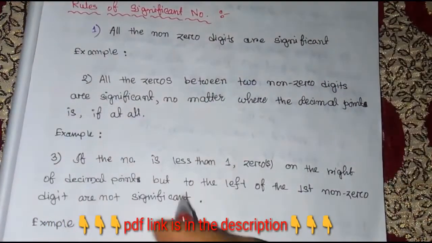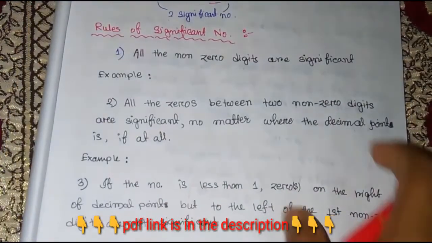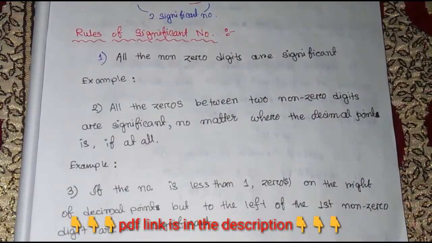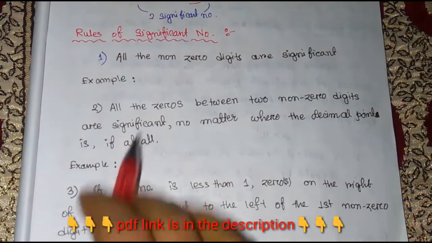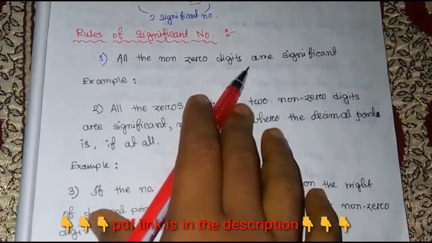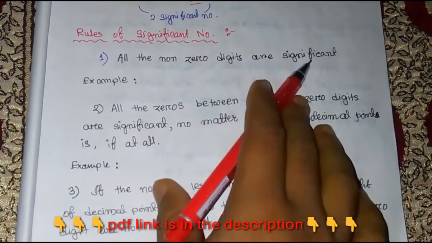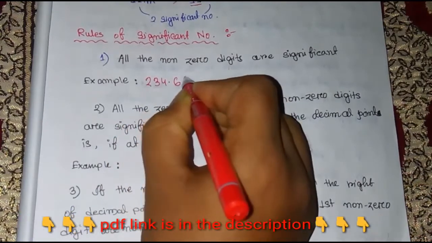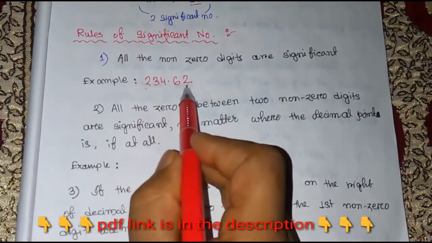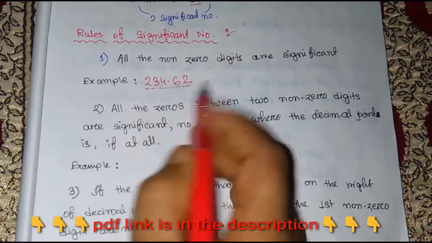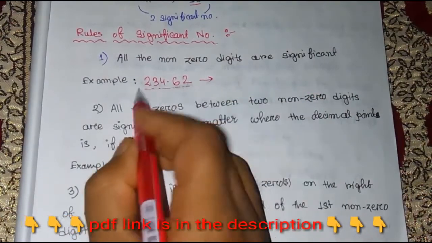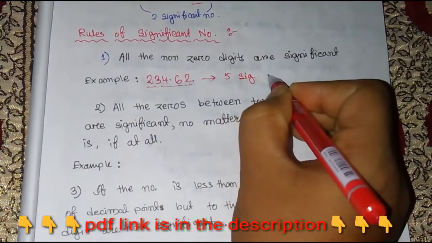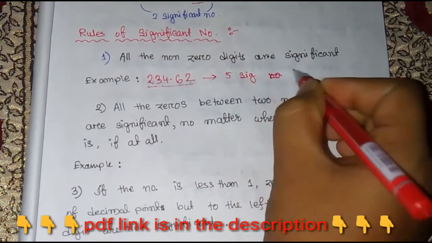Here I have written some rules. I will give this in PDF form in the description box, so you can download it and write it in your copy. The first rule is that all non-zero digits are significant. Let's see a number, 234.62. Here you can see they are all non-zero digits, so all are significant: 1, 2, 3, 4, 5. So you can write 5 significant digits.